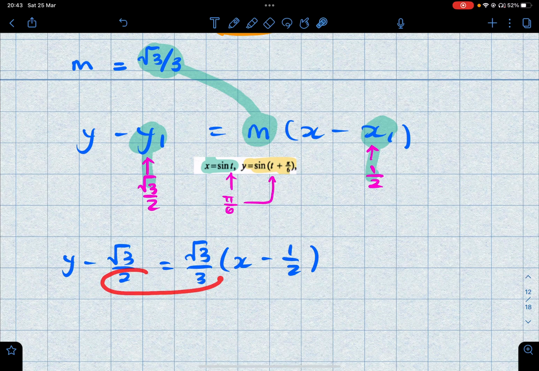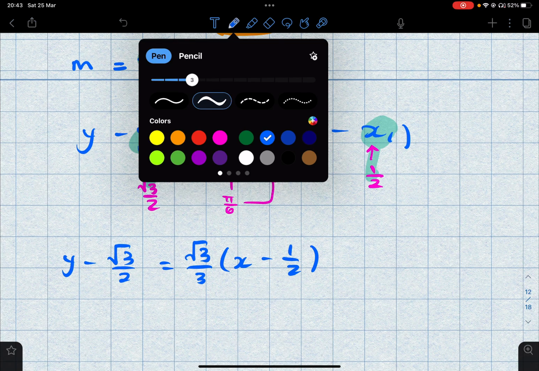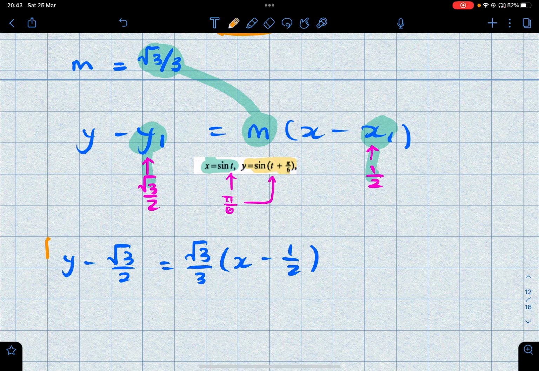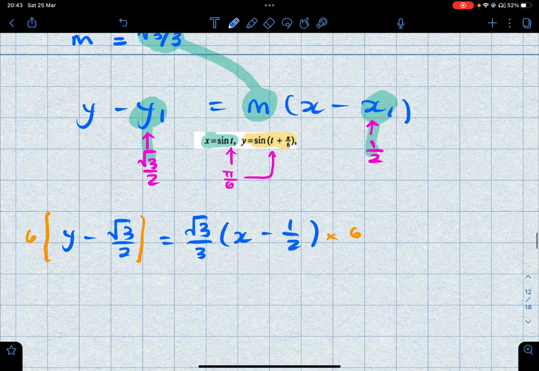I suggest we get rid of these denominators by multiplying everything by 6. So you multiply the left by 6 and the right by 6. Why 6? Because that's the lowest common multiple of 2 and 3. So you end up with 6y minus 3 root 3 equals 2 root 3 x minus 1. Is that right? No, it isn't. So let's do that again.